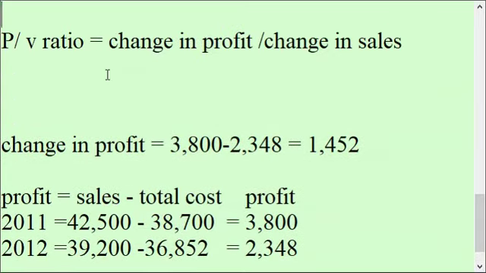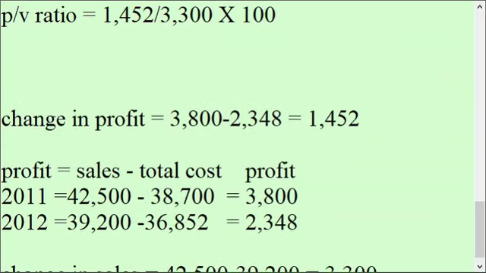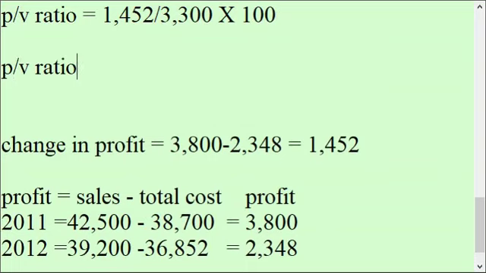We write PV ratio is equal to change in profit, which is 1,452, divided by change in sales, 3,300, into 100. If we simplify this, we get a PV ratio of 44%. Okay, we have calculated the PV ratio. See, in this problem, we have to use the change in profit divided by change in sales.